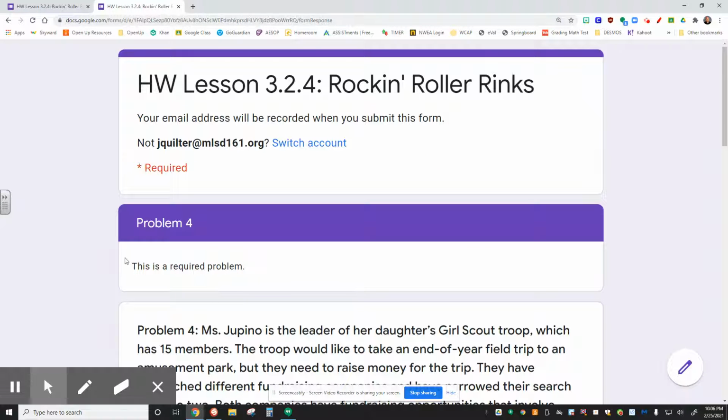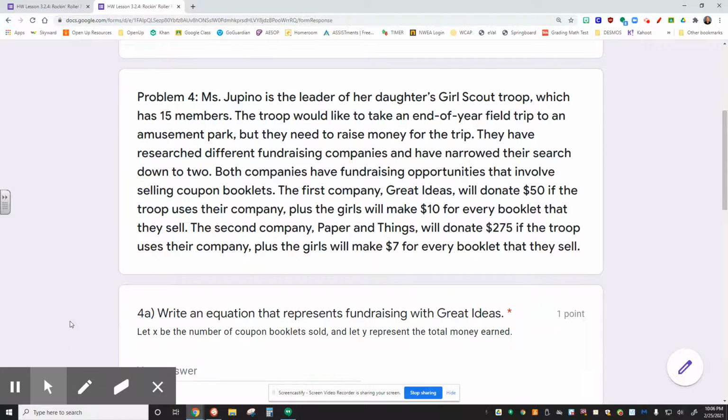Problem number 4 is a required one. I feel like this one's a little bit simpler. You've got Mrs. Jupino, the leader of her daughter's Girl Scout troop, which has 15 members, and they really want to take an end-of-year field trip to an amusement park, but they've got to raise the money for the trip. So they've researched different fundraising companies, and they've narrowed their search down to 2 different companies. Both companies have fundraising opportunities that involve selling coupon books. And so the first company, Great Ideas, will donate $50 if the troop uses their company, plus the girls will make $10 for every booklet that they sell.